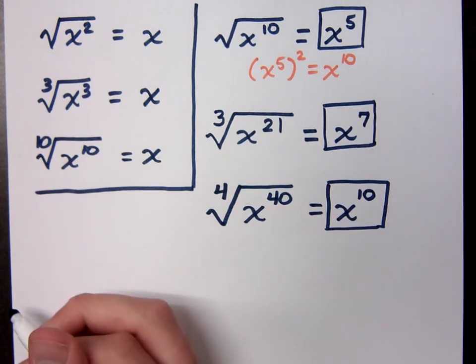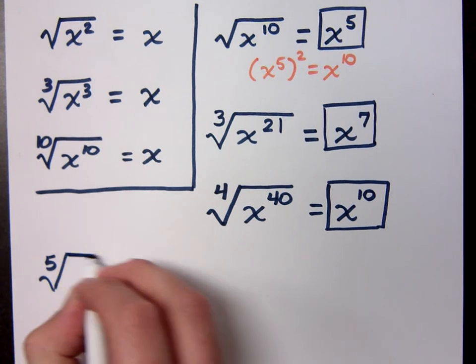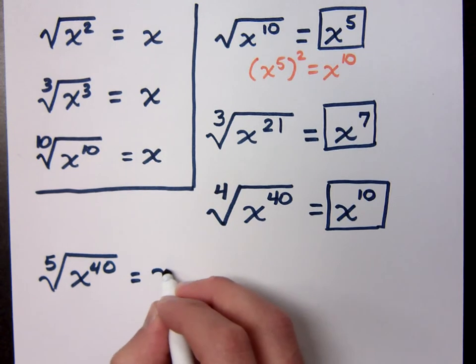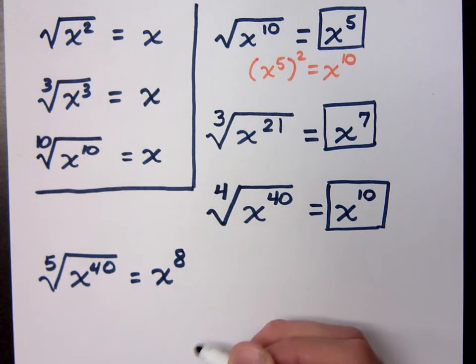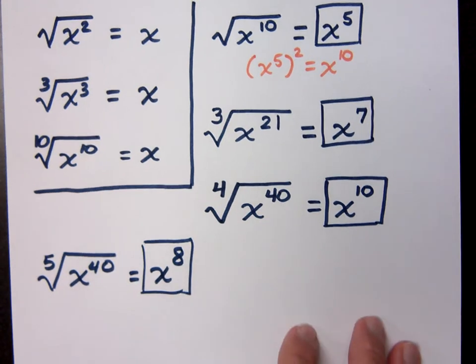So then if I have the 5th root of x to the 40th, what's that? 8.